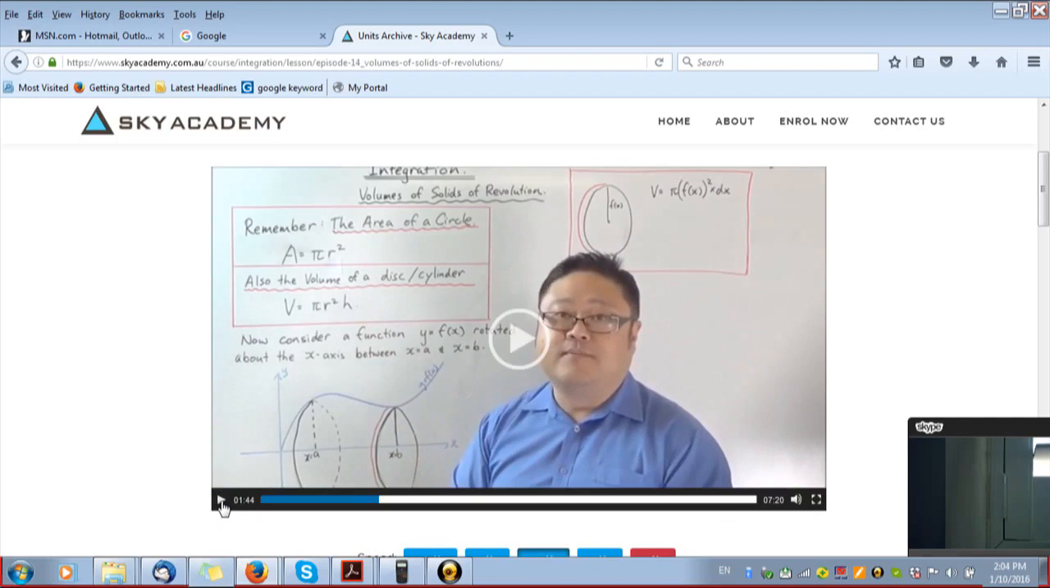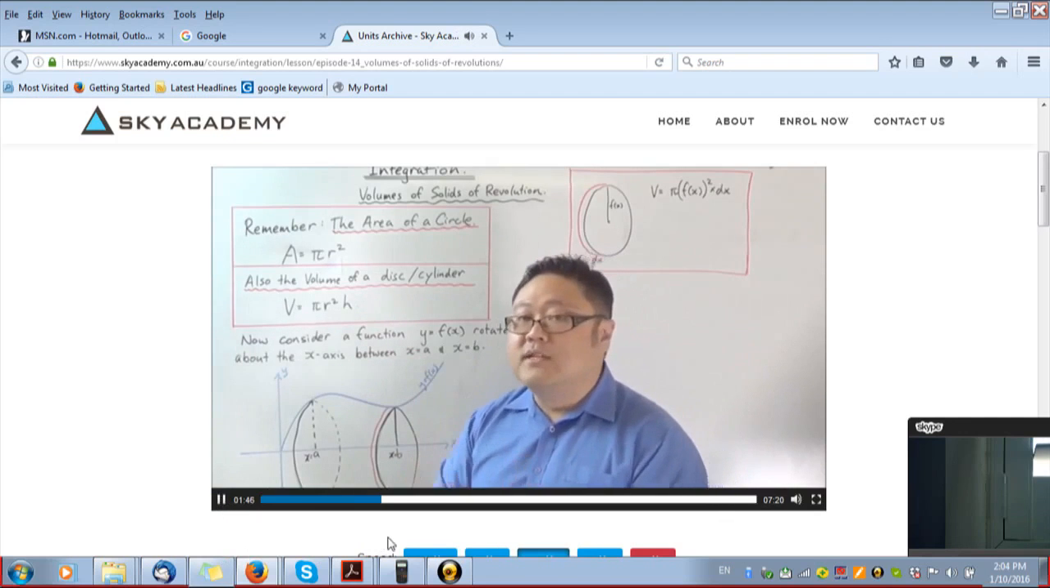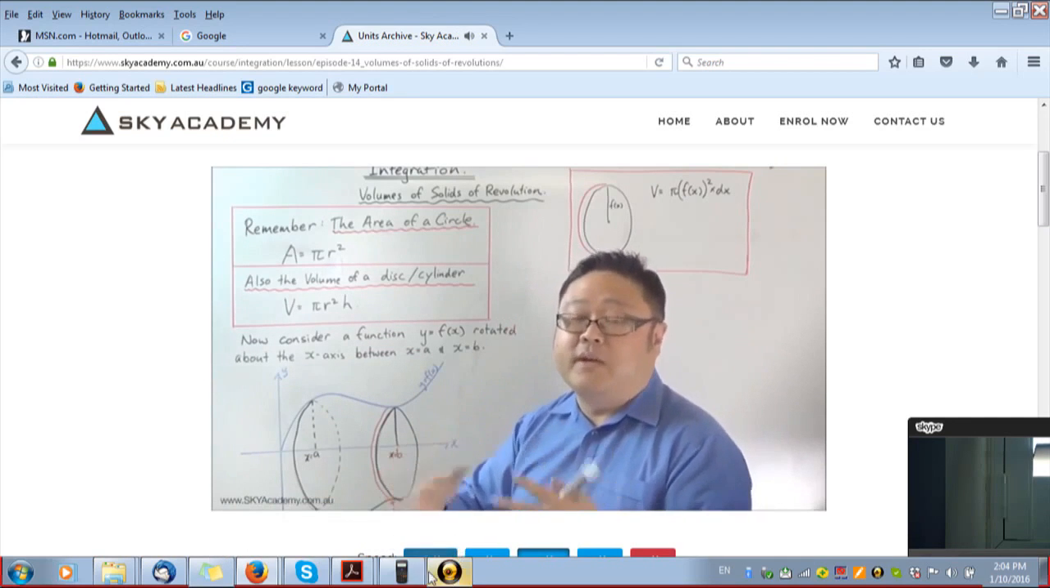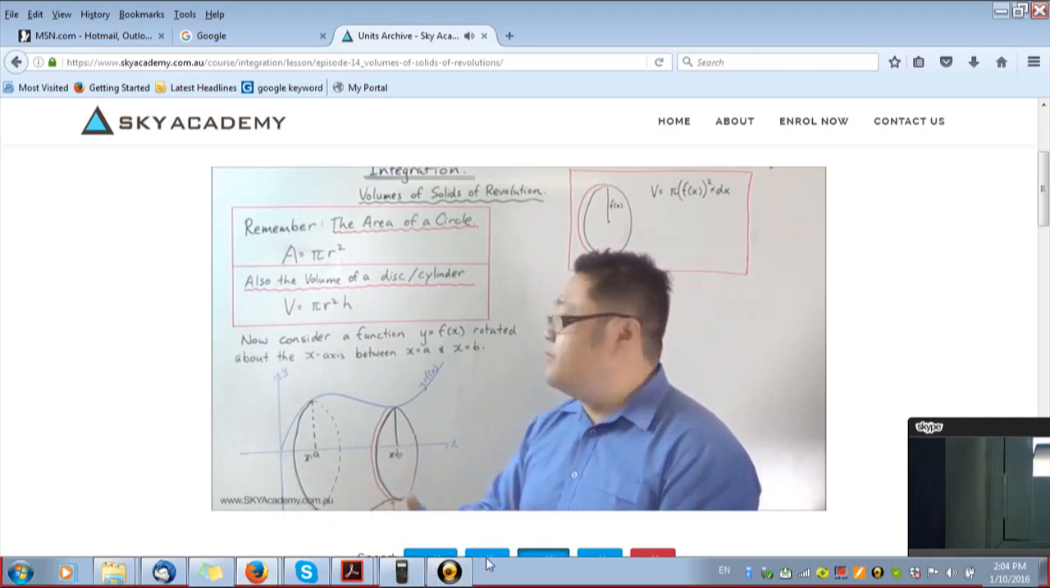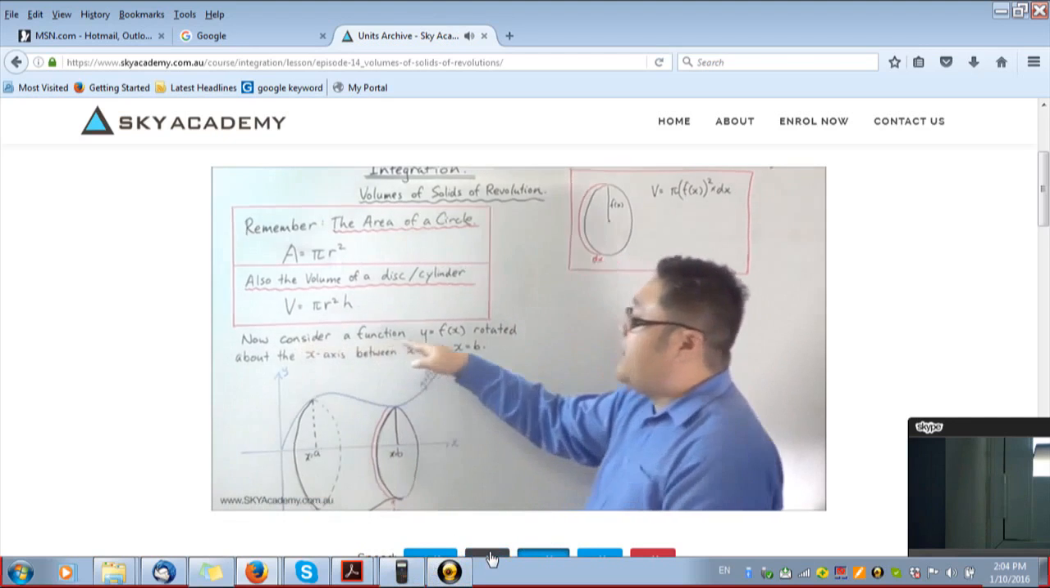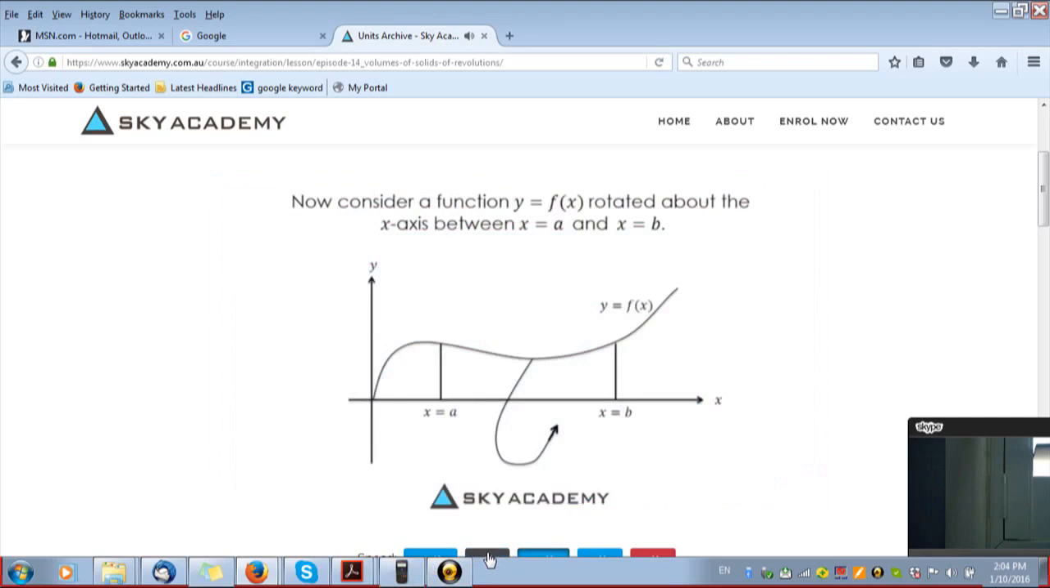Yeah. Okay. Cool. So let me go through what I mean by all of this. What is the volume of a solid of revolution? Okay. So basically, let's now consider a function y equals f of x as it is rotated about the x-axis between x equals a and x equals b.